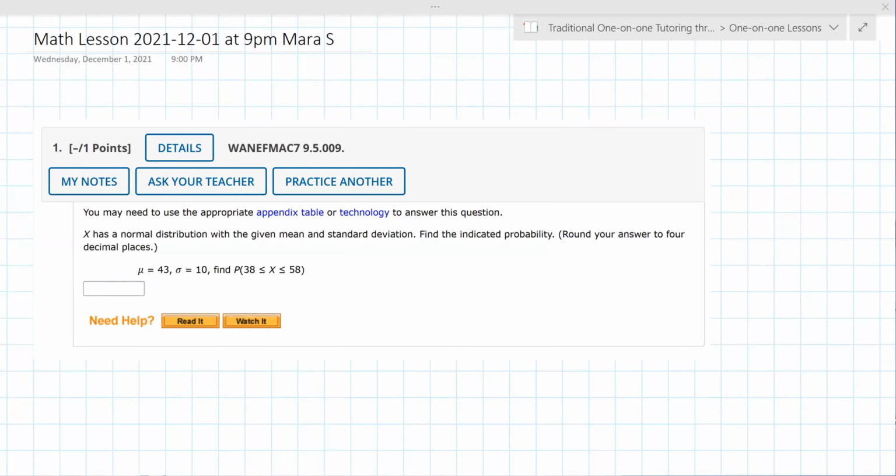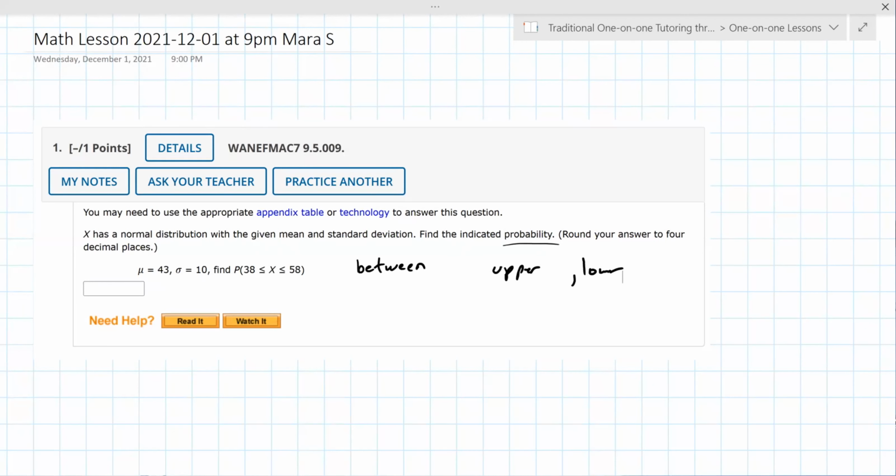As a normal distribution with the given mean and standard deviation, find the indicated probability. So this is the "between" case. This is the best case for the calculator because it needs both an upper and a lower bound.